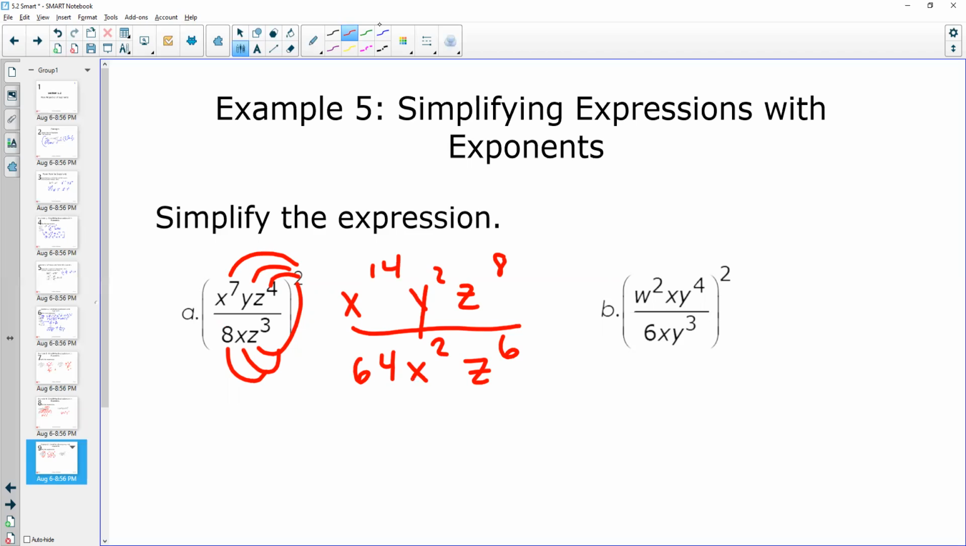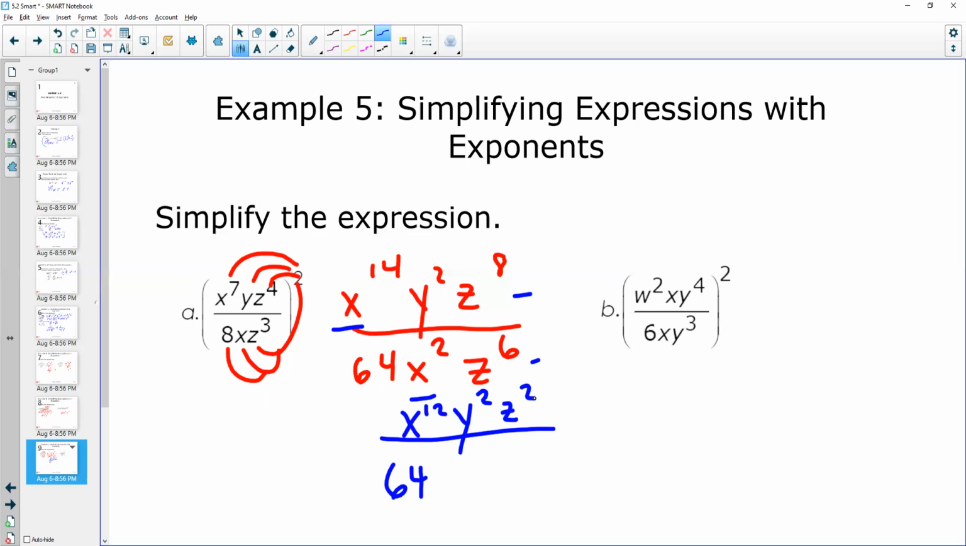And now I'm going to simplify. So I'm going to look first. There's nothing to simplify 64 with. So I'm going to leave it alone. I have x's on top and x's on the bottom. 14 minus 2 is 12. So I have 12 x's left. I have nobody to simplify the y's with. I just leave that y squared alone. And then I have 8 z's and 6 z's. So that means there's 8 minus 6 is 2 z's left. So it's x to the 12th, y squared, z squared over 64.